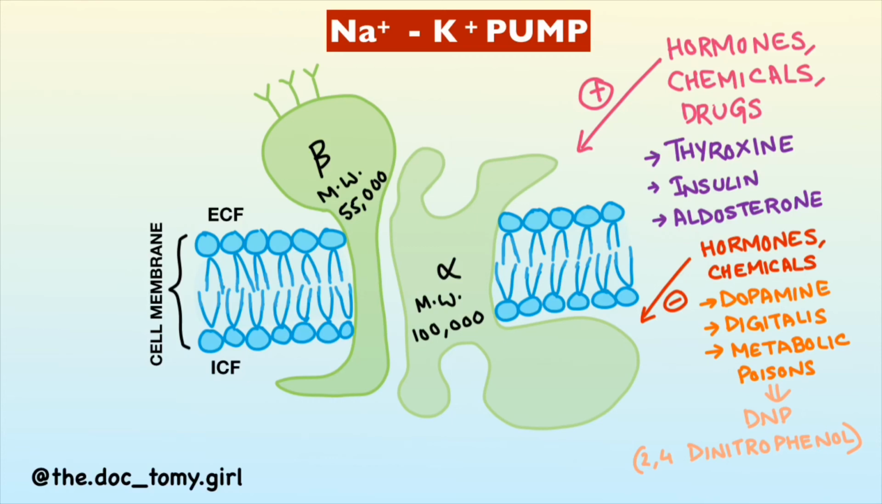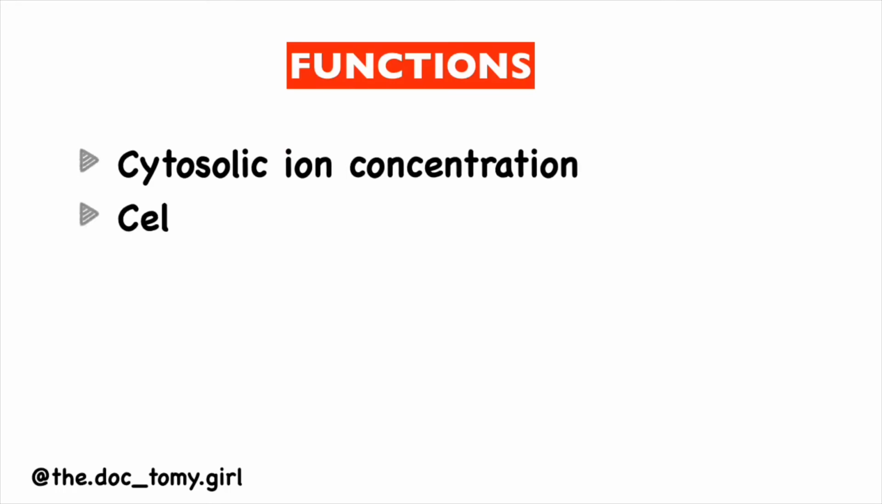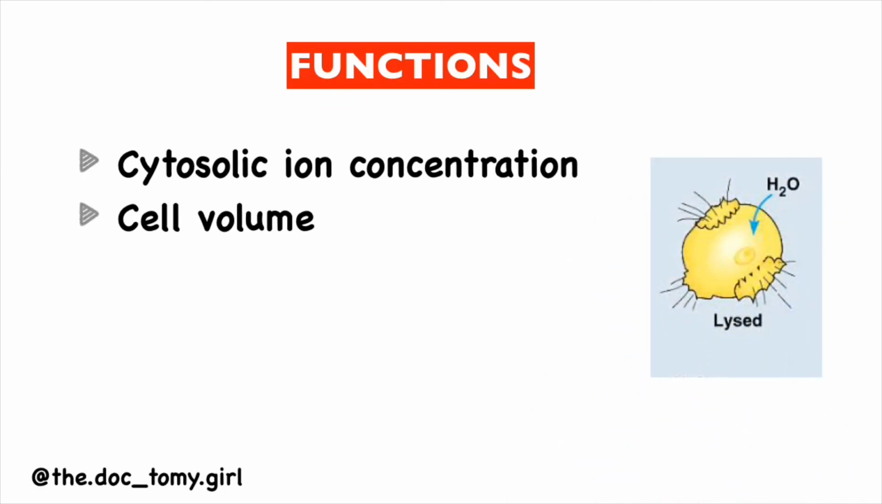The sodium potassium pump serves many important cellular functions. First of all, it maintains the cytosolic ion concentration. That is, it maintains a high concentration of potassium and a low concentration of sodium in the cell. It maintains the cell volume. By maintaining the ion concentration on both sides of the cell, the sodium potassium pump regulates water movements across the cell membrane. This maintains the intracellular water content and therefore the cell volume. The failure of sodium potassium pump activity can lead to cell swelling and rupture.